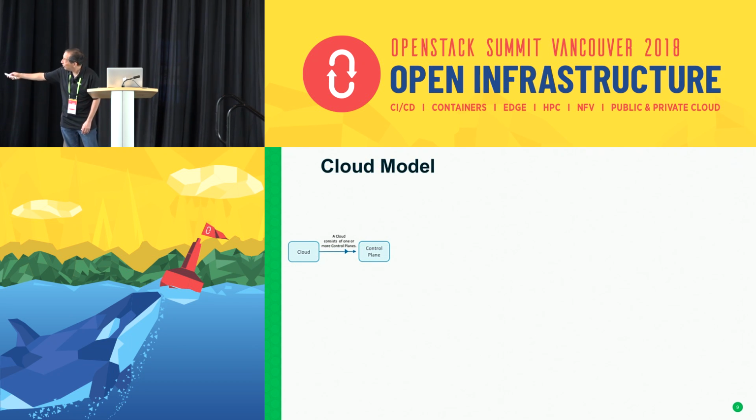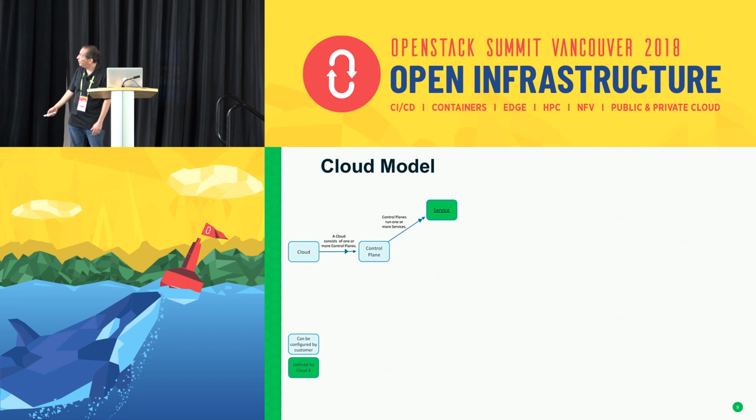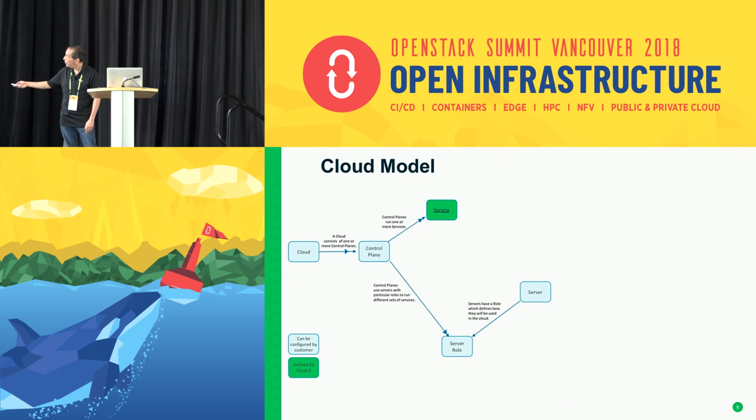This is a little easier. So we have a cloud. It consists of 1 or more control planes. A control plane will run 1 or more services. Nova, Neutron, Glance, whatever your flavor of the day is. A control plane uses server role to determine the type of resources it's going to use. And each server has a specific server role. Servers can be put in groups as well.